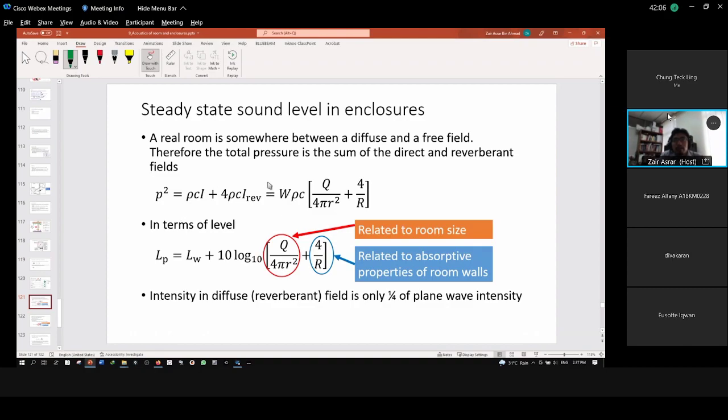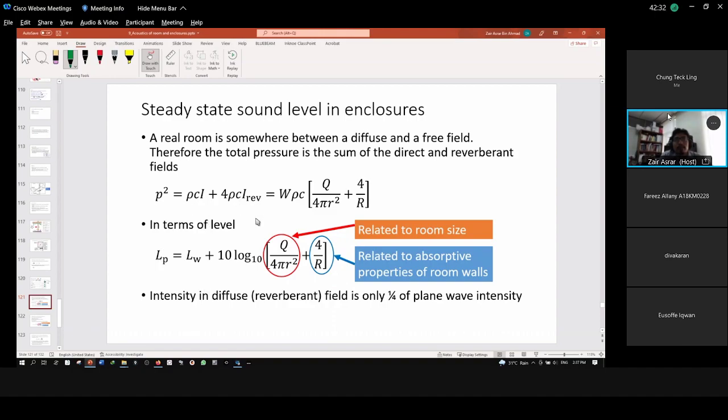Add them up, we have sound pressure squared equals this term. If we want to find the sound pressure level, in terms of level, we take a log of this equation. So we have LP, which equals 10 log10 of p squared over p reference squared. So we have LP here.